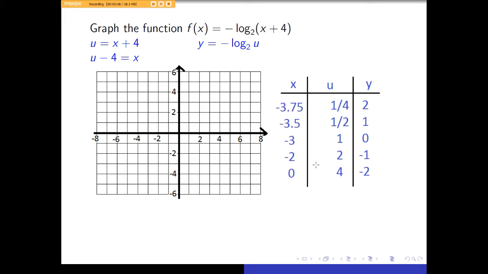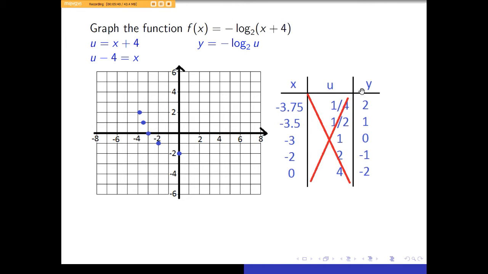Okay, go ahead and find out what x is. So we substitute u into this expression. Take 1/4 minus 4, that gives us negative 3.75, and then we will take u equal to 1/2, minus 4 is negative 3.5, and then 1 minus 4 is negative 3, 2 minus 4 is negative 2, 4 minus 4 is 0. Alright, and then we cross out our middle column for u, we don't need that anymore.